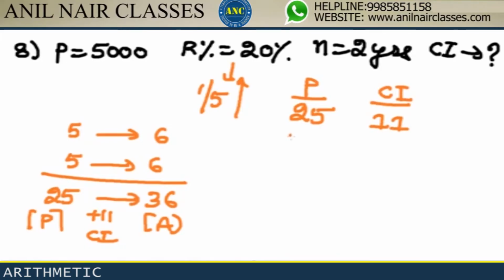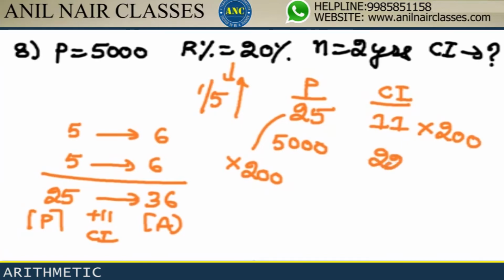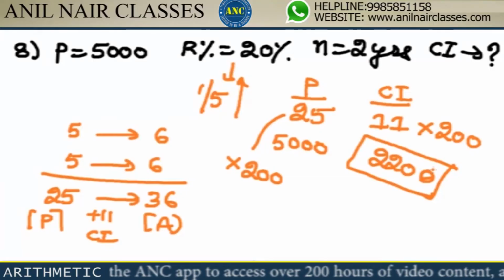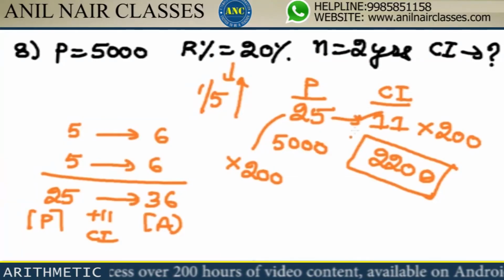Compound interest is 11, but according to the question, the principal is 5000. So 25 into 200 is 5000. 11 into 200 will give you 2200. A beautiful application of CI problems, right? Just by knowing the concept: 20% is 1 by 5, 5 increase of 1, 6, again 5 increase of 1, 6. 5 5s are 25, 6 6s are 36, 25 becomes 36, CI is nothing but 11 for 25, for 5000 how much?